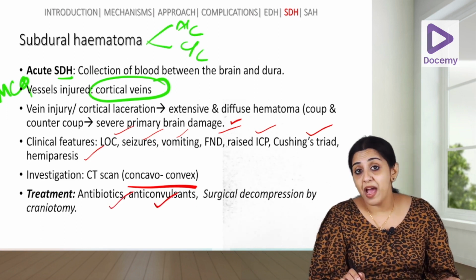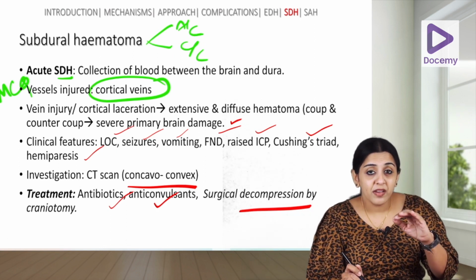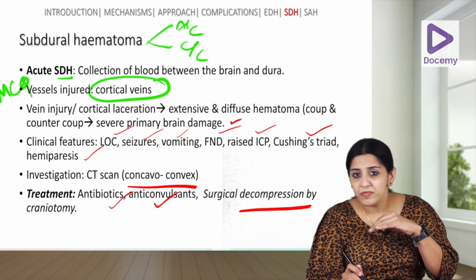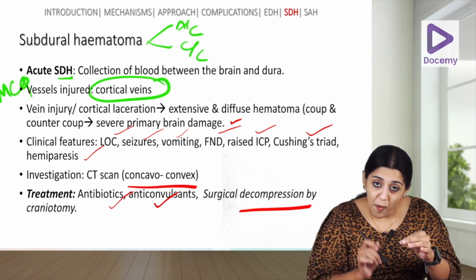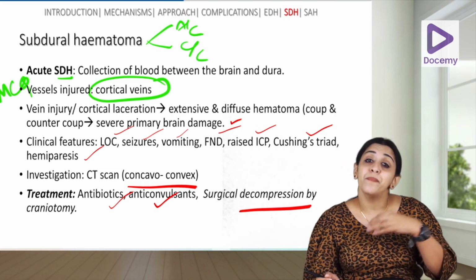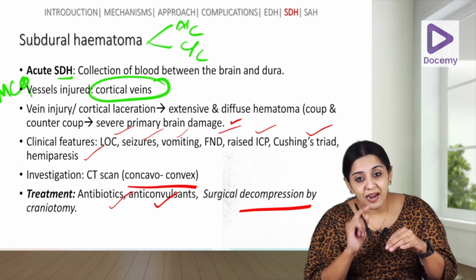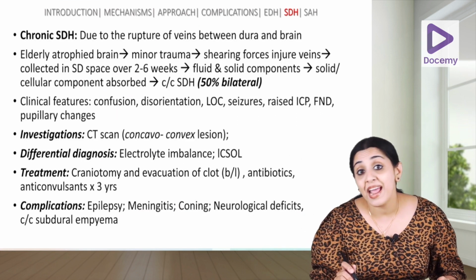Finally, you may have to decompress the SDH by a craniotomy. Over here, once you open the cranium, you might find an intact dura. You have to open up the dura if it is not torn. Then evacuate the subdural hematoma. You can repair the dural tear and then close the cranium. That was about acute SDH.